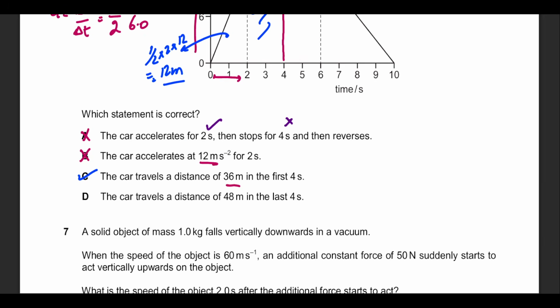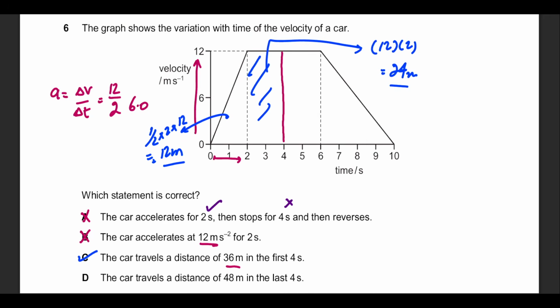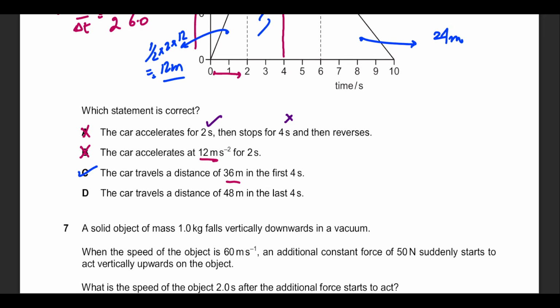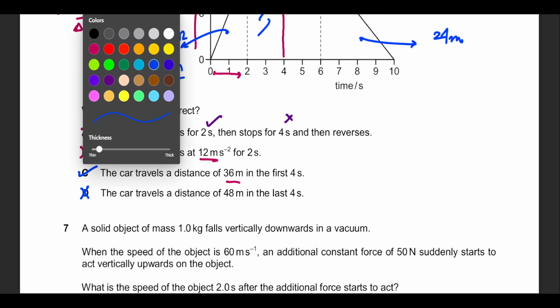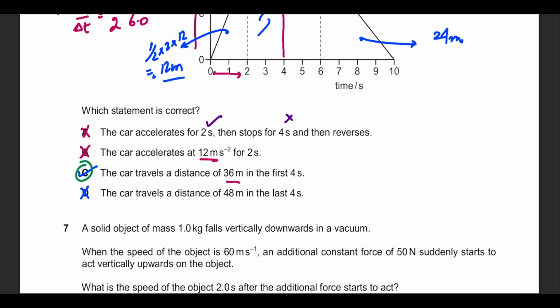But let's move on to D. The car travels 48 meters in the last 4 seconds. The last 4 seconds, if you calculate this, this is going to come out as 24 meters only, which is a false statement. This is wrong. So the correct answer of this option is going to be option C.